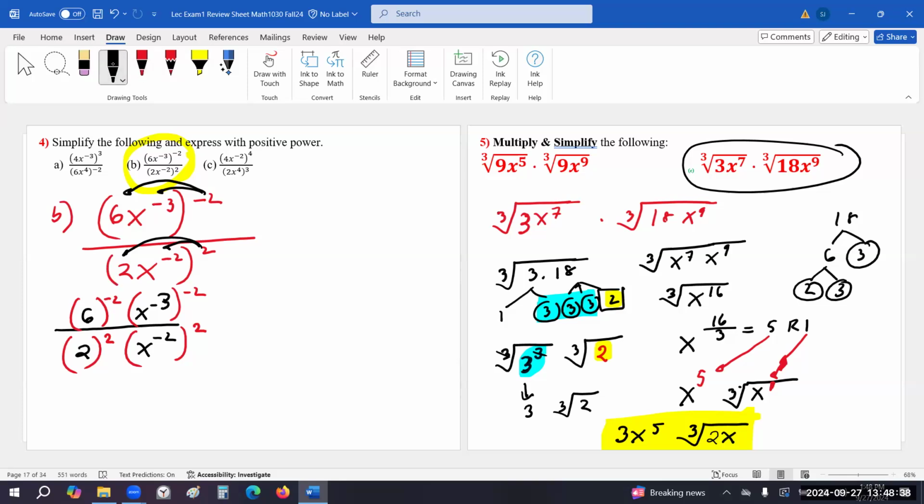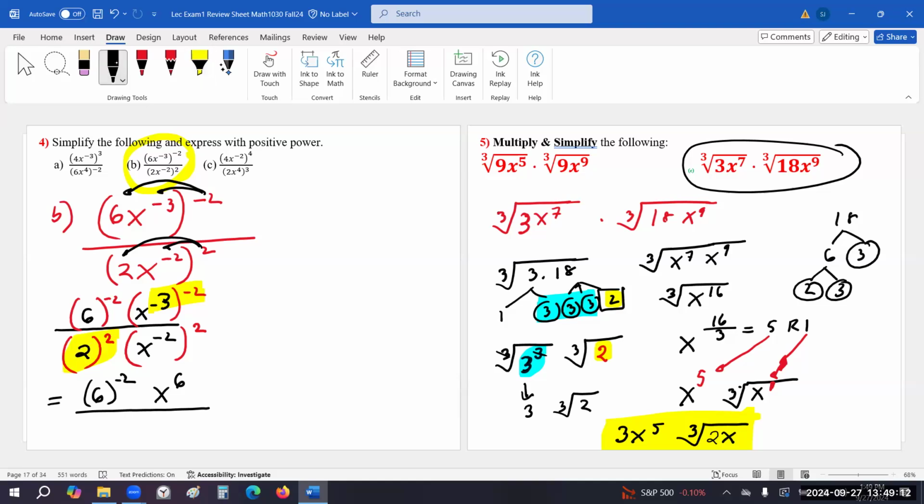Do you remember what I told you about a number with a negative power? Don't touch it until you convert it into a positive power. So for now, let's keep it. I'm going to change that into a positive later. But what happens when you have double powers? Do you multiply, do you add? So negative 3 times negative 2 is 6.